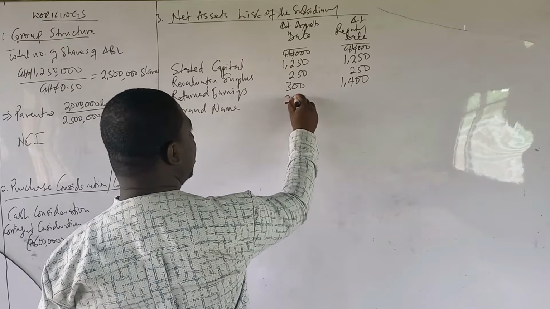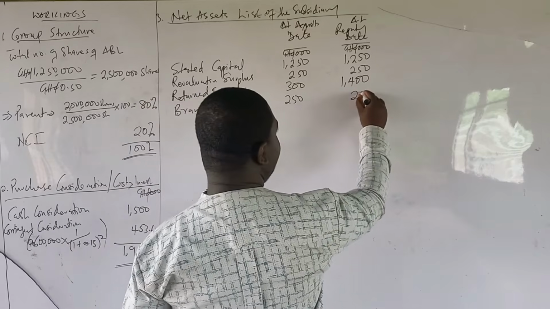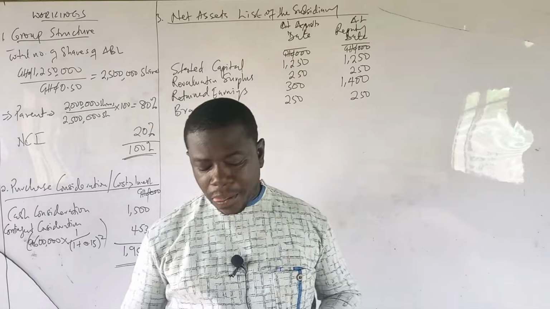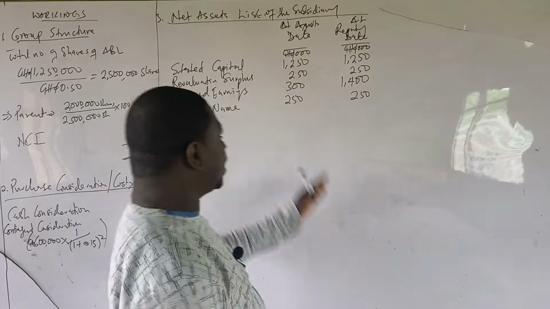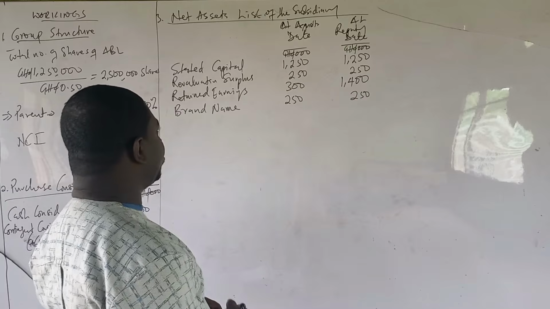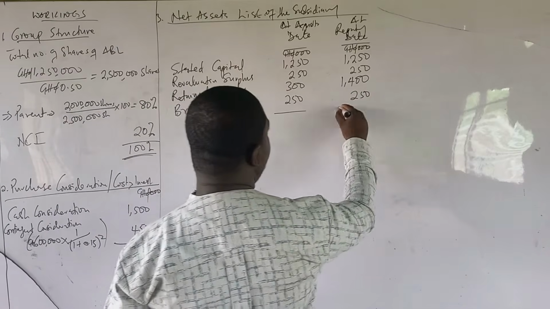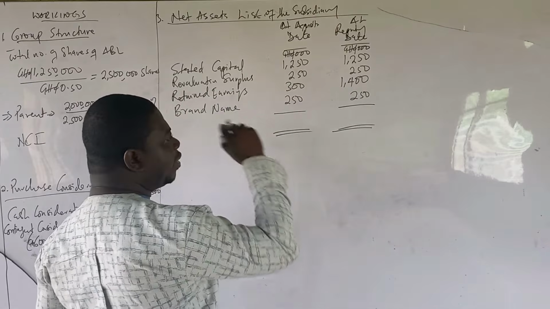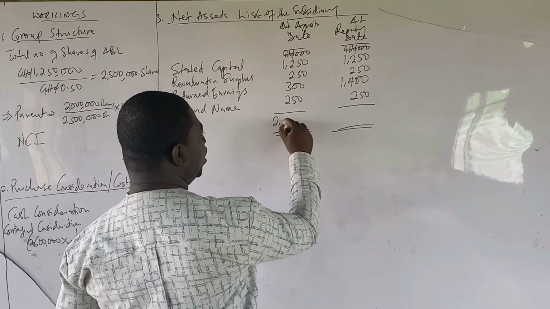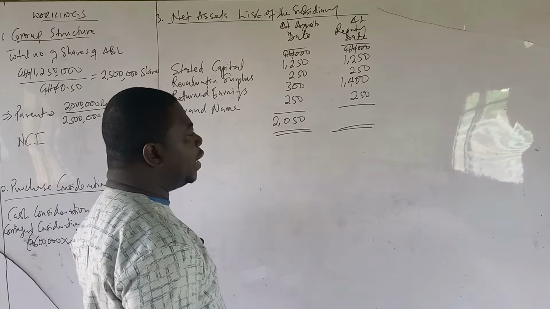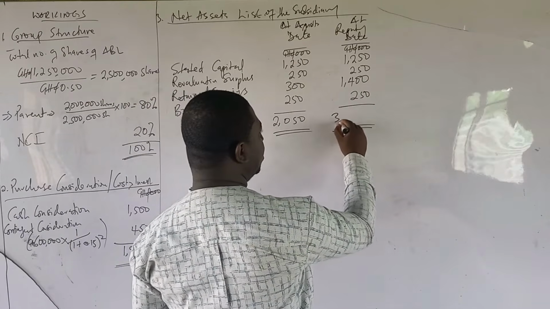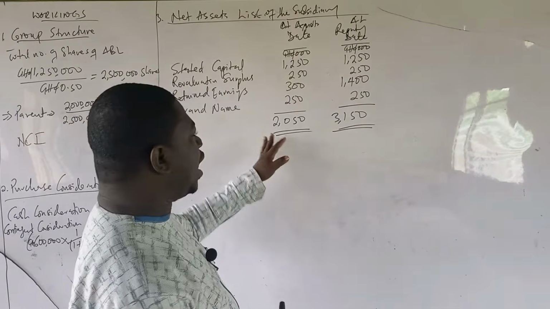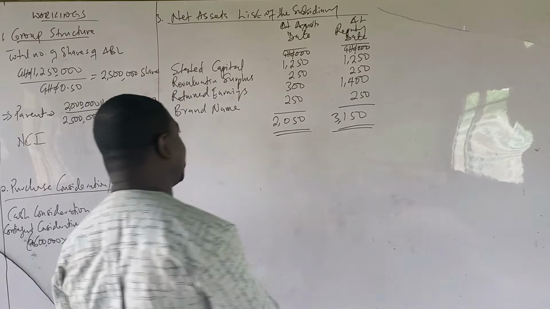And we are told it was there at acquisition, 250. At reporting, it is still 250. There has been no impairment of that. And ladies and gentlemen, this is our net asset list at acquisition and that at reporting day. So we find the totals. You will see that the total net asset at acquisition is 2,050, and then the total net asset at reporting day is 3,150 Ghana cedis. So you see that there has been an increase. So we have to find the difference.